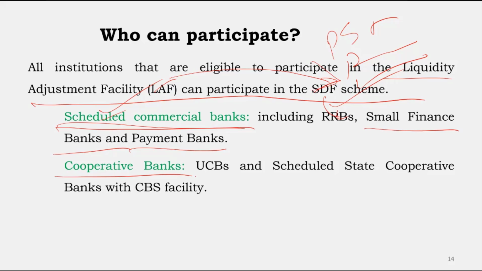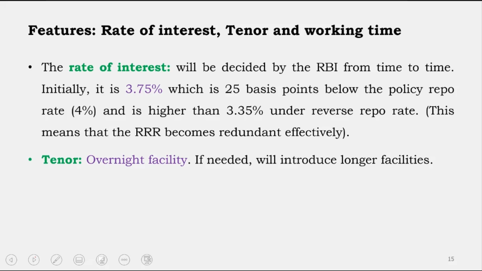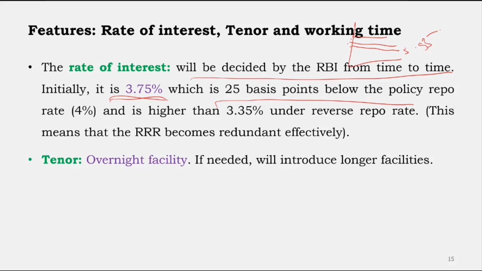Similarly, the cooperative banks, the urban cooperative banks and the scheduled state cooperative banks which have core banking solution facility, are also eligible for the SDF scheme. So these are the participants who can avail this SDF facility. Regarding the rate of interest, tenor, and working time, the rate of interest is 3.75%, but it will be decided by the RBI from time to time. That is the main feature about the interest rate. It is 3.75%, which is 25 basis points below the policy rate.